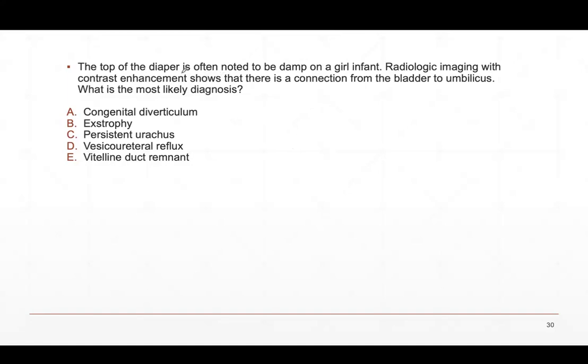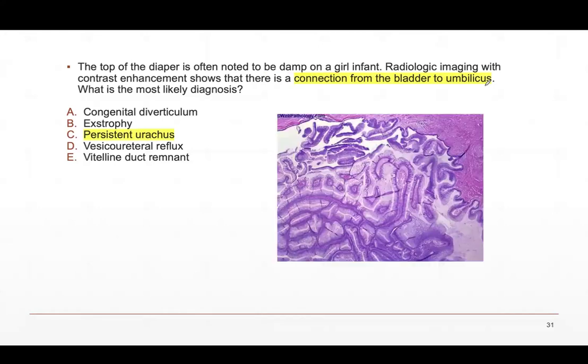Okay. So now here we have a little girl, and the top of her diaper is damp. And radiological imaging shows connection between the bladder and the umbilicus. Exactly, persistent urachus. This is how they will usually give it to you, right? The urachus will give you this connection, and there will be some urine coming out of places that it shouldn't come out from. Usually it doesn't harm the kidney and cause hydronephrosis, basically. So excellent. Amazing.